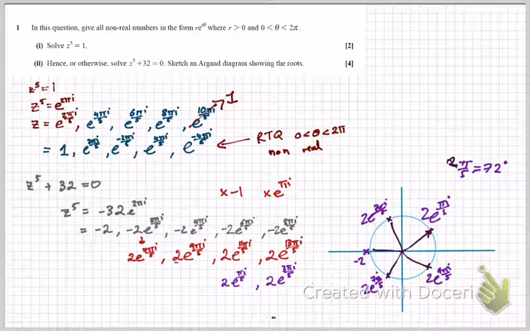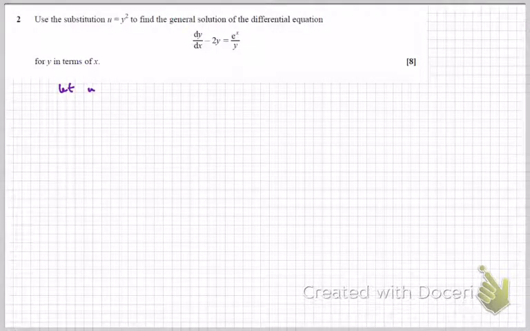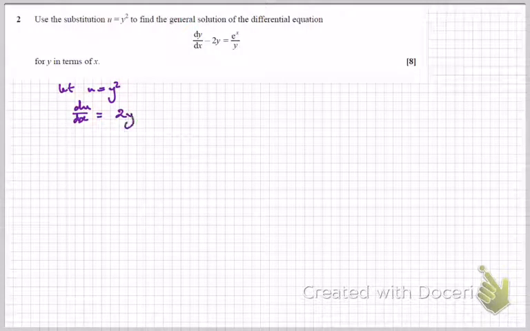Question 1, not too bad. Next. Okay, use substitution. This is a classic question. It will probably involve the integrating factor. If we let u equal y squared, then du/dx is equal to 2y dy/dx. This is implicit differentiation.